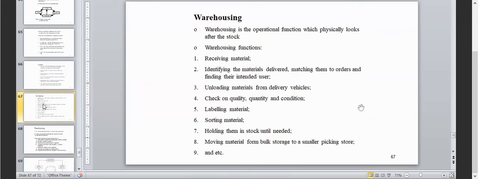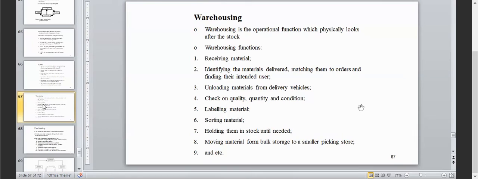Meanwhile, warehousing is the operational function which physically looks after the stock. Among the activities under the warehousing function are receiving material, identifying the material delivered, unloading material, checking the quality, activity on the quality inspection, labeling material, sorting, and holding the inventory until it's needed by the customer, and moving material from a bulk storage to a smaller pickup store.